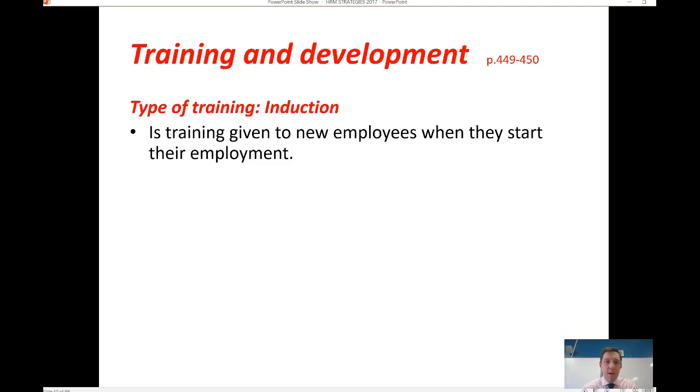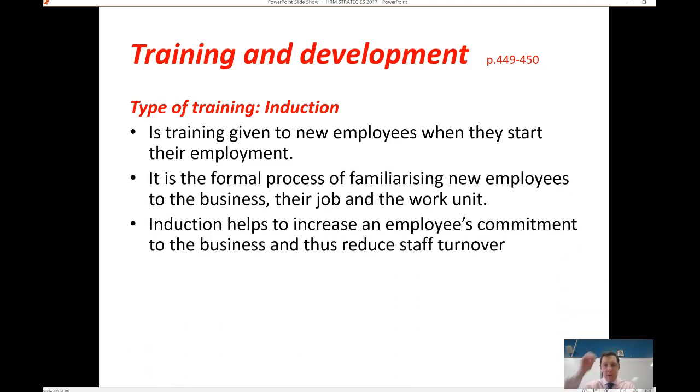So what sort of training are we looking at? Induction, which was a big part of the process when we looked at acquisition. The induction process is really important. That's training given to new employees when they first start their job. First few days, and really induction probably is up to the first 6 months.